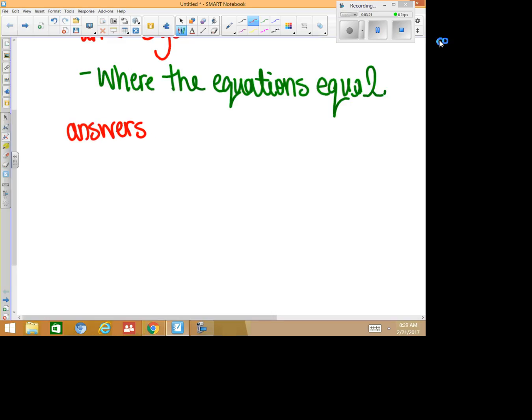So your answers look like this. Like let's say 2, 4. Answers look like a point. Because if you have two lines, where they cross is a point, right? Does that make sense? Yes. Where two lines cross is a point. So that's why your answer is given as a point.